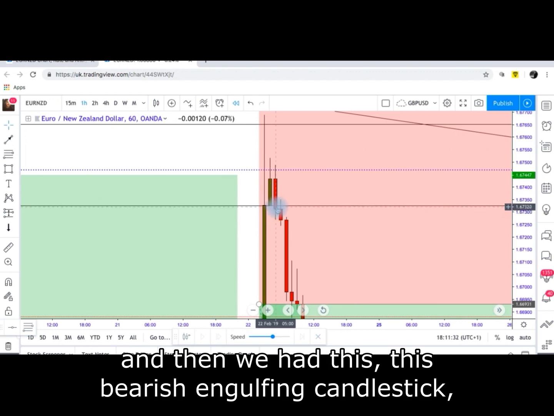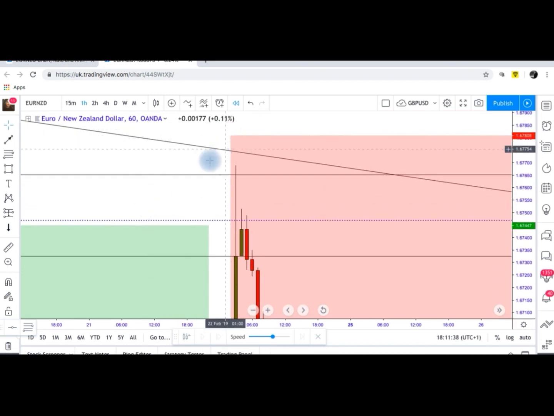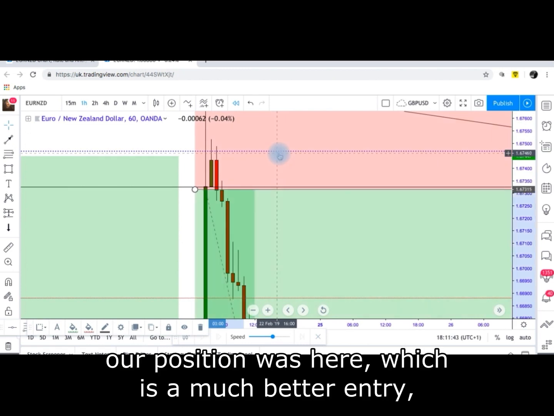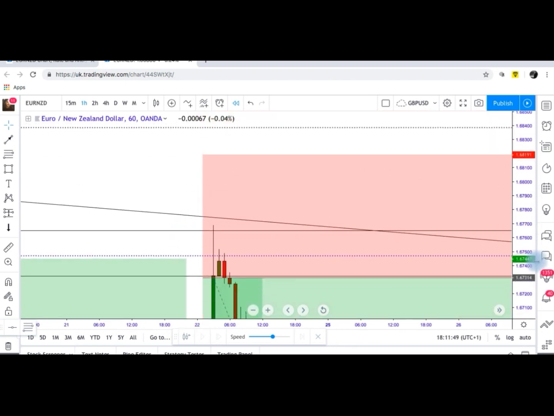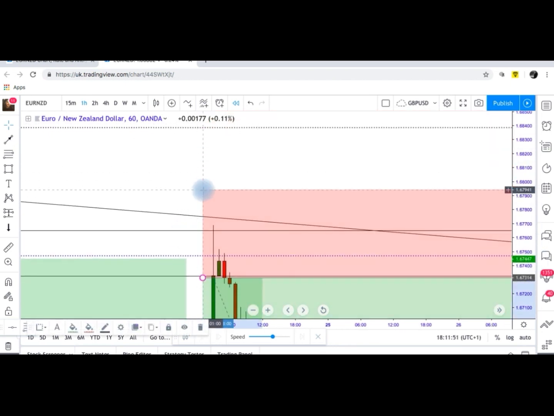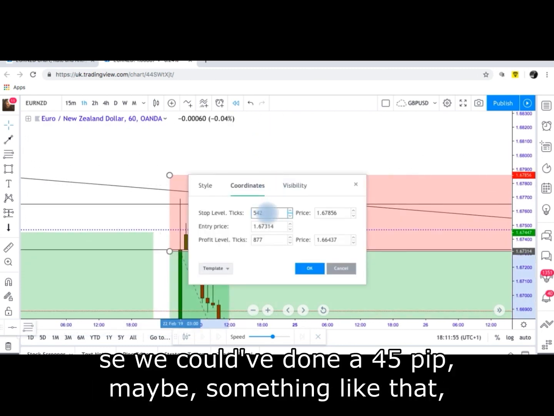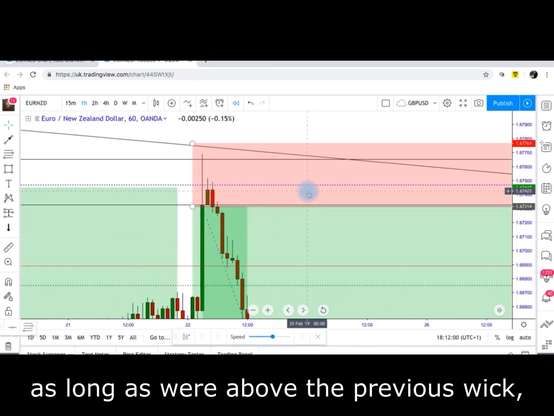And then we had this bearish engulfing candlestick. So we could have basically gone short and ensured that our position was here, which is a much better entry. And let's see what this looks like. So we could have done a 45 pip maybe, something like that, as long as we're above the previous wick.